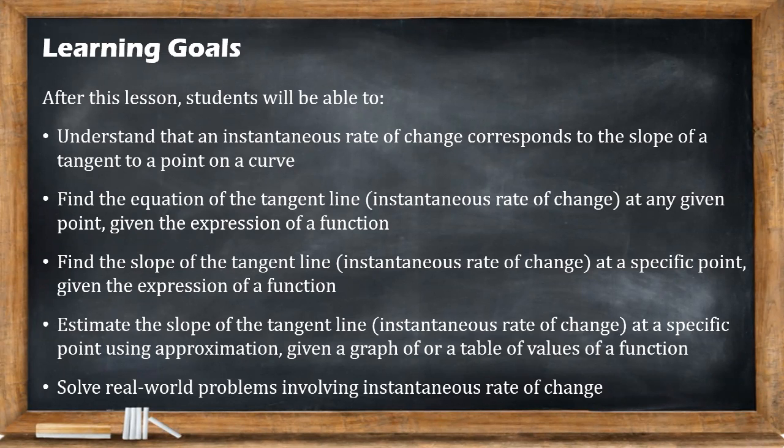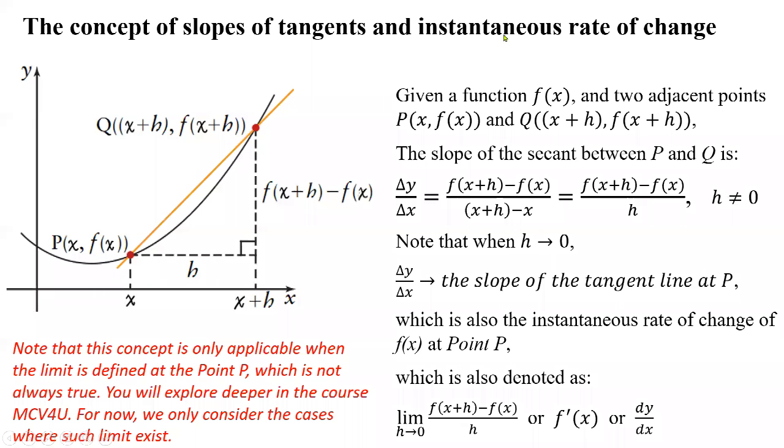Okay, so first of all, let's have a look at the concept of the slopes of tangents and instantaneous rate of change. Suppose we have a function f(x) and the graph of f(x) is sketched on the left. And then we have two arbitrary adjacent points, P(x, f(x)) and Q(x+h, f(x+h)). So that means the x coordinate of P is x, and the x coordinate of Q is x plus h, right?